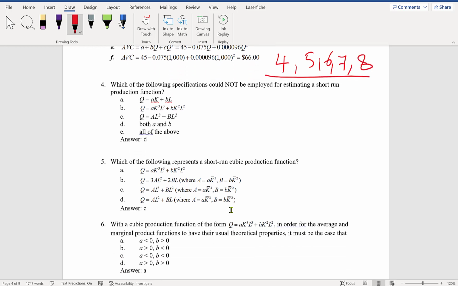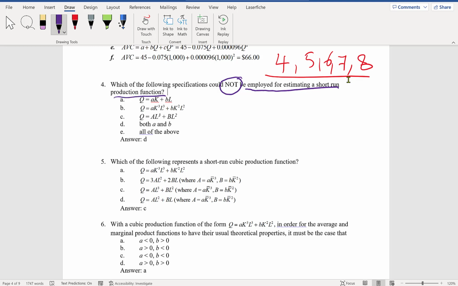So without further ado, I know you know that I am no nonsense. I don't like to waste anybody's time. So let's get started. Which of the following specifications could not be employed for estimating short-run production function? Okay, in questions, be careful. Could not be employed. There's a negative, right?